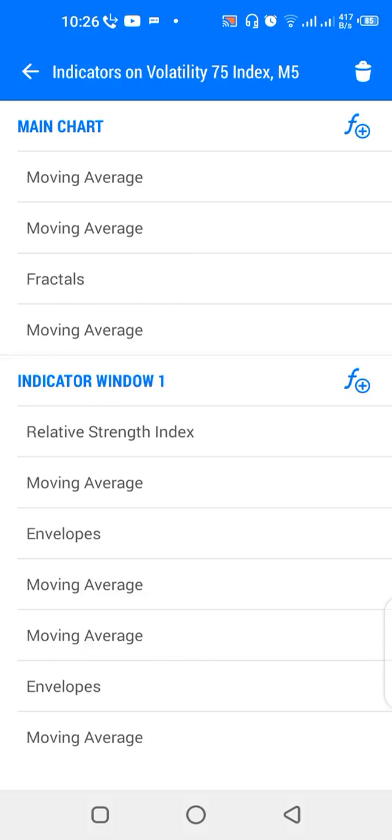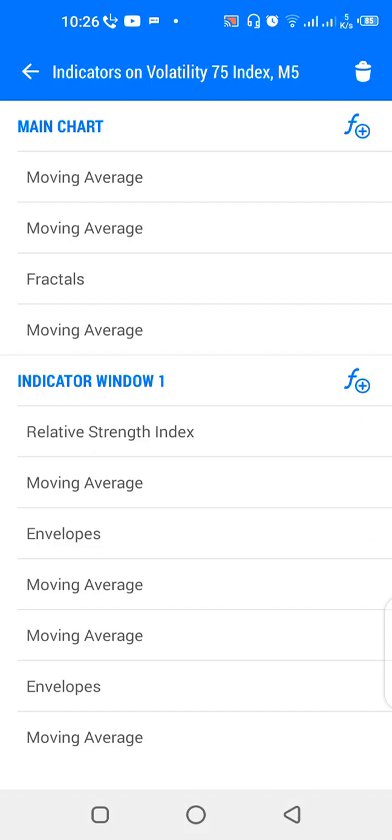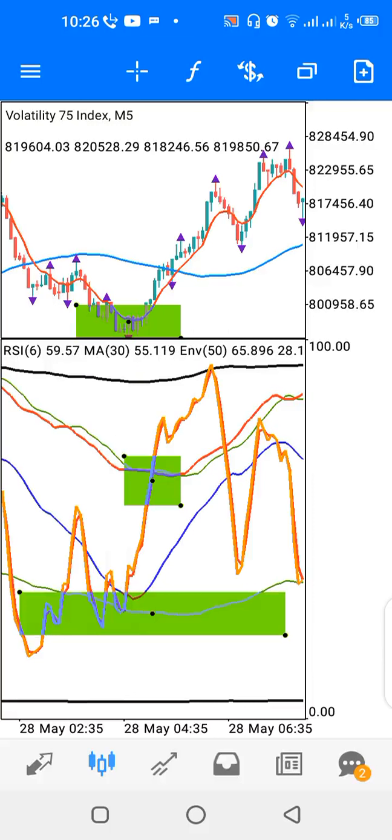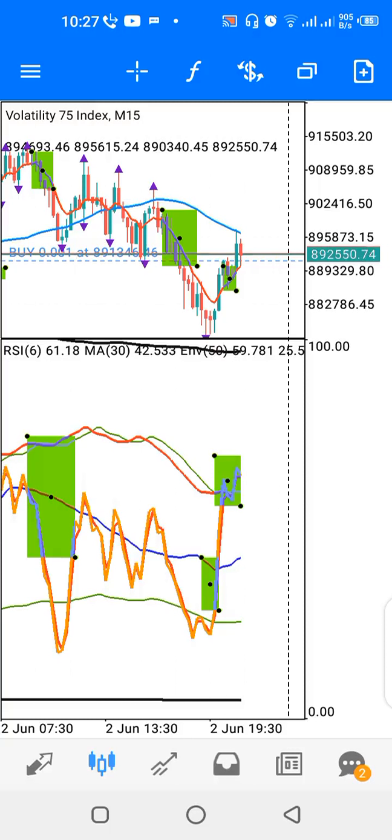All right. Then we have finally moving average. The period is 2. The shift is 0. Method is linear weights applied to first indicators data, and the color is orange. Okay, so that is that for the parameters of the indicators. It's a very good strategy. You can use it on any time frame. Like this is 15 minutes time frame.